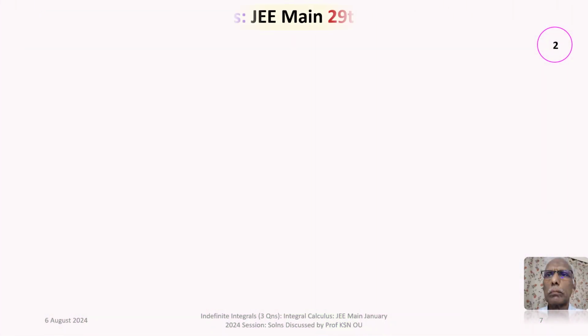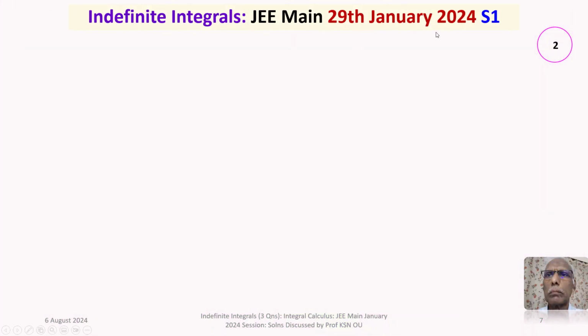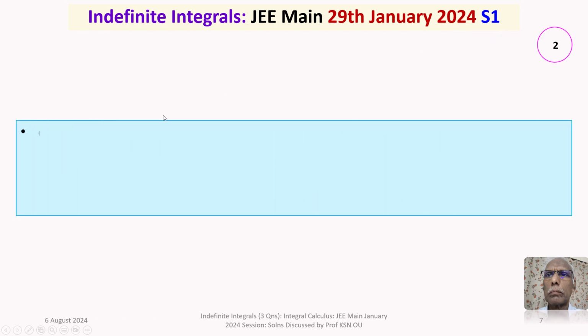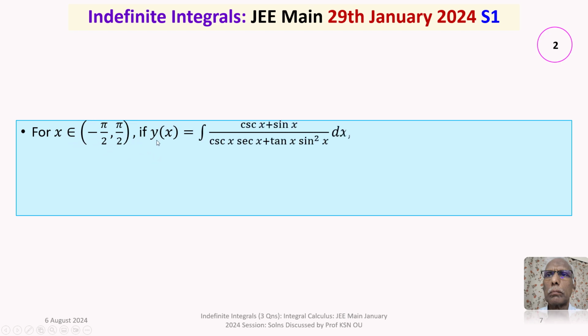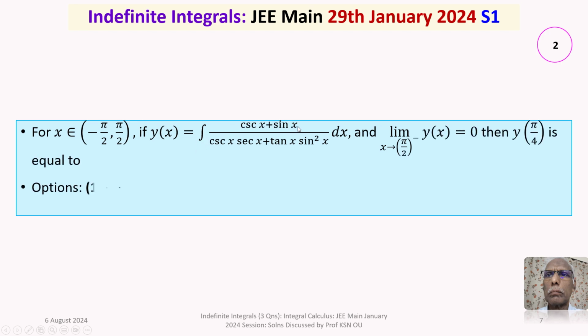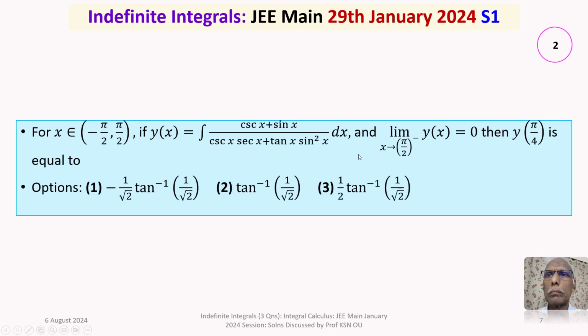This question has appeared in the 29th January 2024 in the first shift. The given question is, for x belongs to the open interval minus pi by 2 to plus pi by 2, if y of x is the integral, again a quotient, numerator is cosecant x plus sin x, and the denominator is cosecant x secant x plus tan x into sin square x, with respect to x.